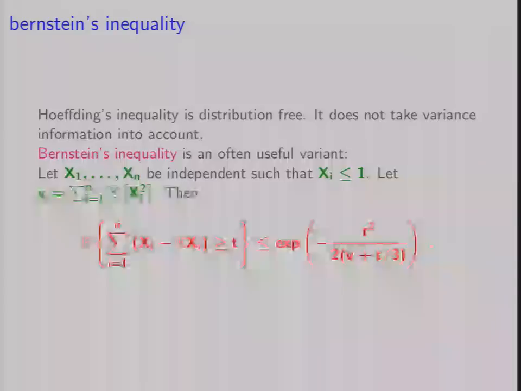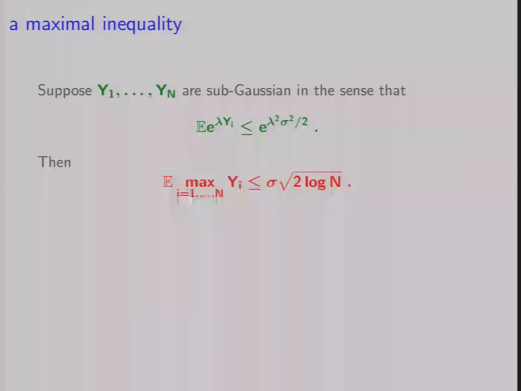Okay. So let me show you one little application of Hoeffding's inequality. Suppose now that we have n random variables, and they don't have to be independent. These can be completely arbitrary. There's no independence here. But what I need is that they are sub-Gaussian. They have this kind of moment-generating function. Hoeffding's inequality tells us that the binomial distribution is sub-Gaussian. So suppose that we have n random variables of this type, and we want to know how large is the largest of these.